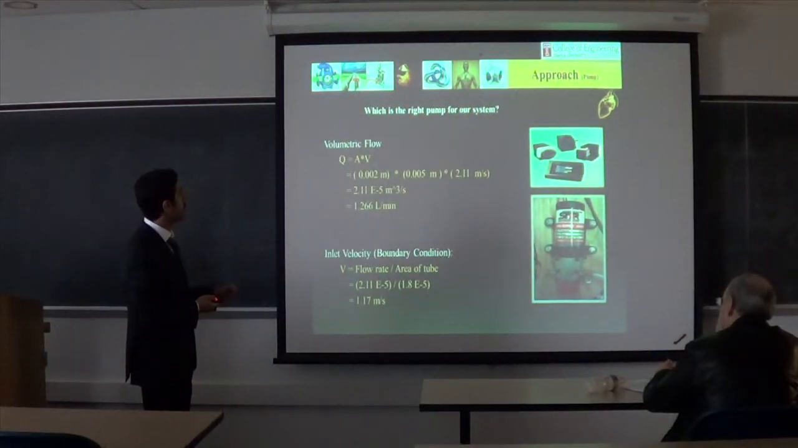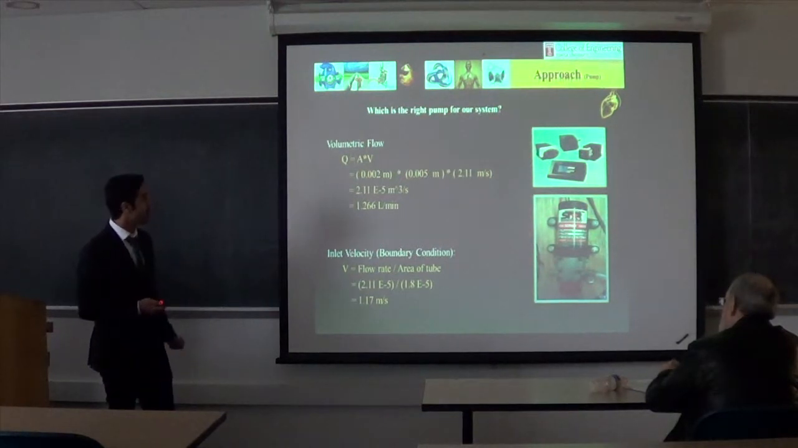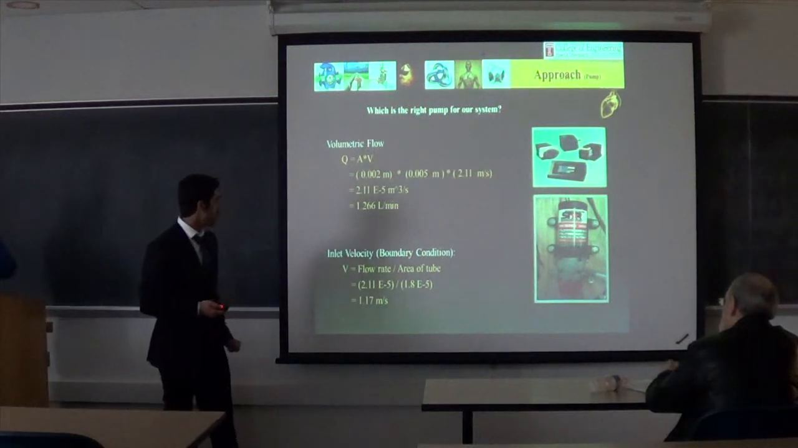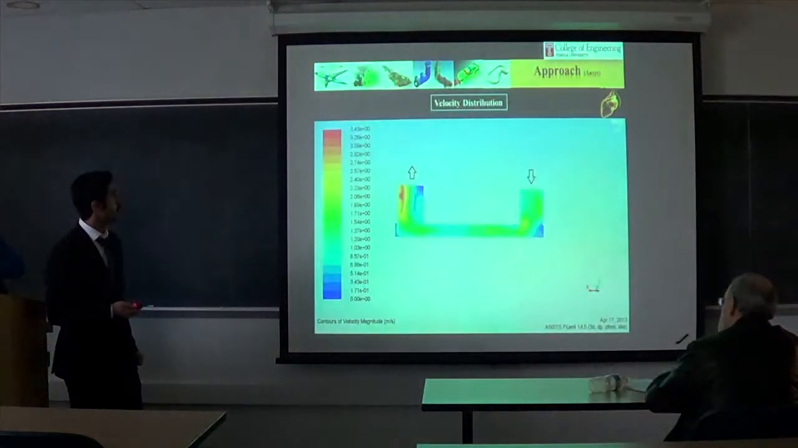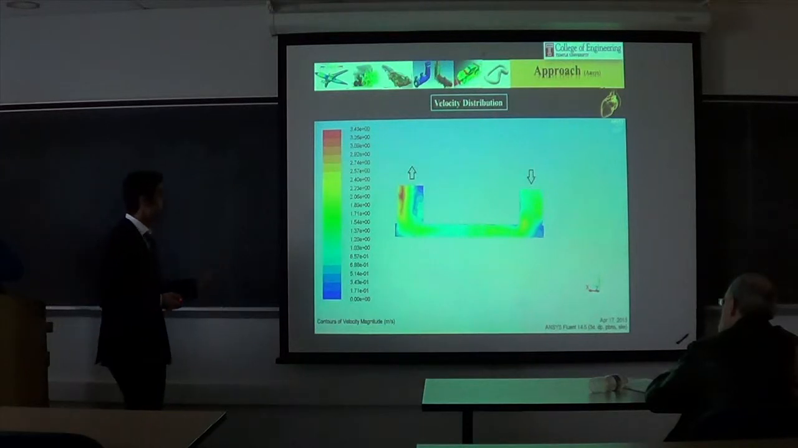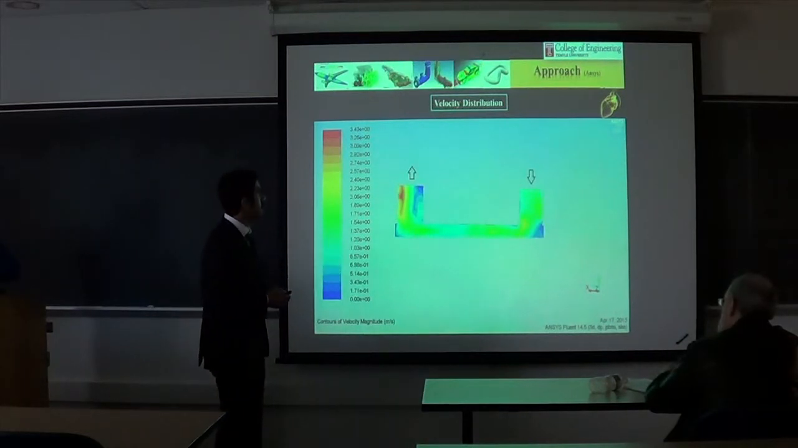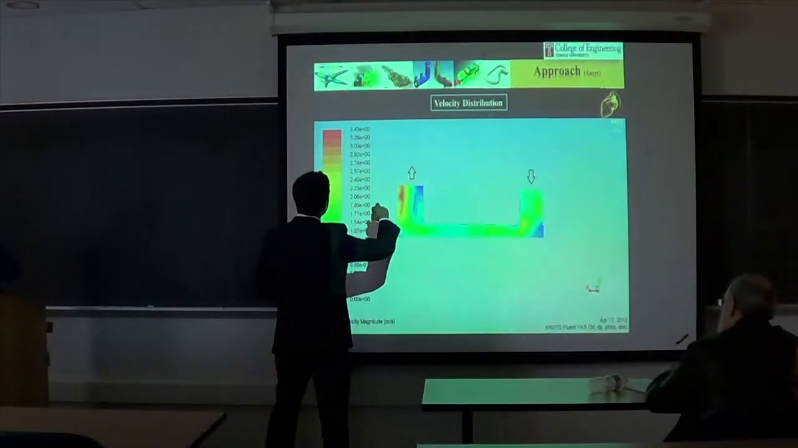How we chose our pump. We calculated the volumetric flow by multiplying the width times the height of the gasket times the velocity of 2.11, and we got our flow rate, which is 1.26 liters per minute. Our inlet velocity is 1.17 meters per second. We got this drawing from ANSYS. It shows the velocity distribution across the flow chamber, and you can see that the velocity is increasing going from the inlet to the outlet.